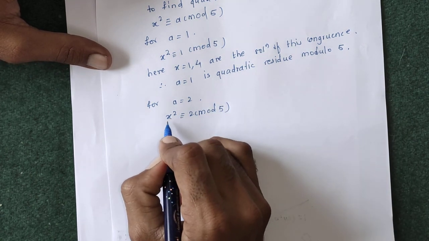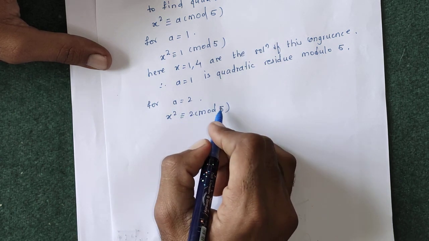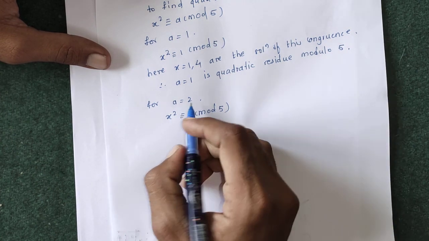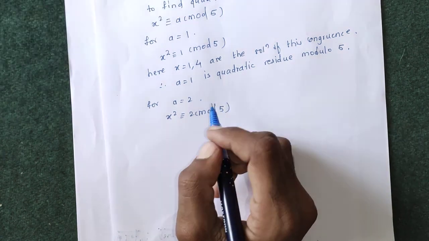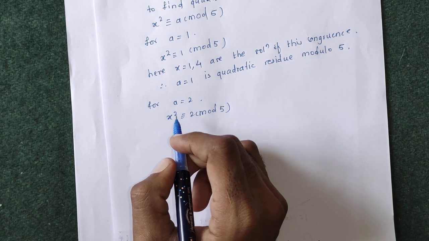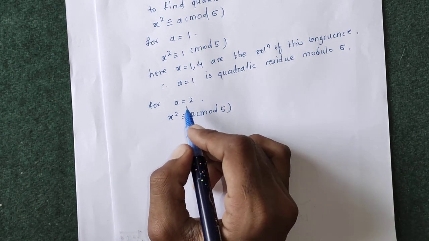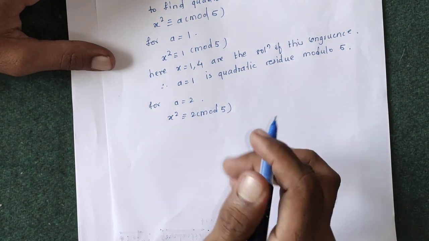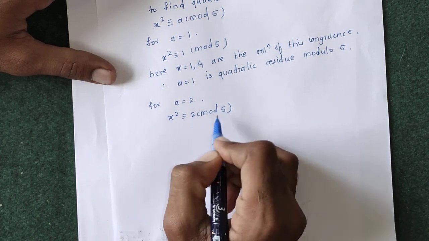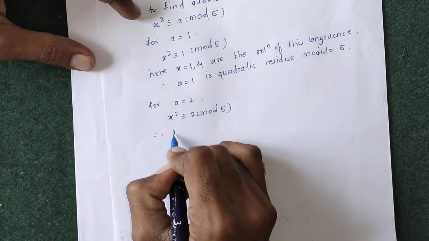If we put x equals 2, then we get 2 square is 4, 4 minus 2 is 2, again 5 doesn't divide 2. x equals 3, then 3 square is 9. 9 minus 2 is 7, 5 doesn't divide 7. So x equals 3 is again not a solution. If you put the value of x equals 4, then we get 4 square is 16, minus 2 is 14. Again 5 doesn't divide 14. So all the integers which form the CRS under modulo 5 are not satisfying this congruence. Therefore this congruence x square has no solution.